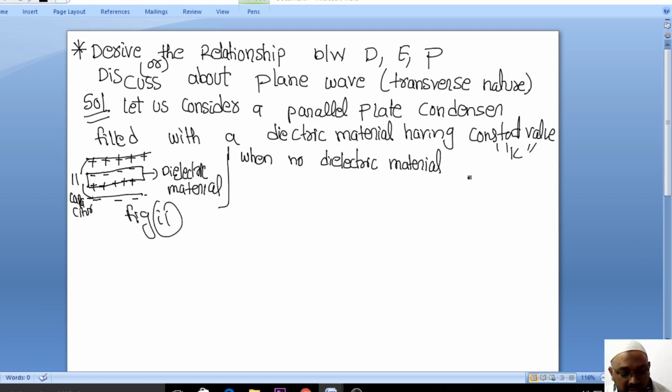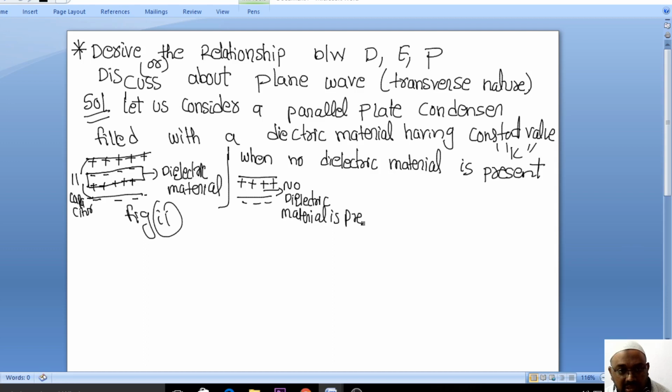When no dielectric material is present, this has been asked in the examination, right? You'll simply have these plates, plus and minus. So only a parallel plate capacitor, right? No dielectric material is present here.